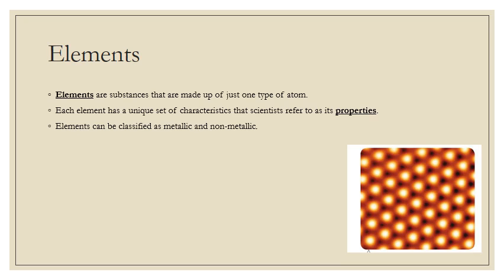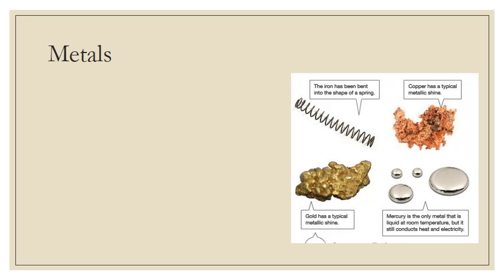In the diagram I have here, this is actually copper. You can see in this diagram that all these atoms are the same. Let's take a closer look at metals now.